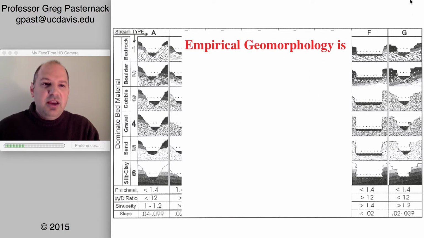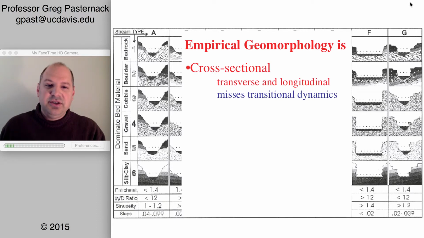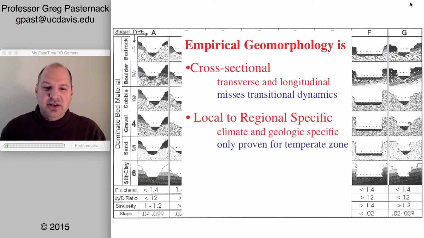So in summary, when you think about empirical geomorphology, we do have some problems. It's too focused on individual cross-sections, and therefore it's missing important dynamics that happen in the transition from cross-section to cross-section. Basically, you have to switch to a comprehensive view of a river and not rely on cross-sections.